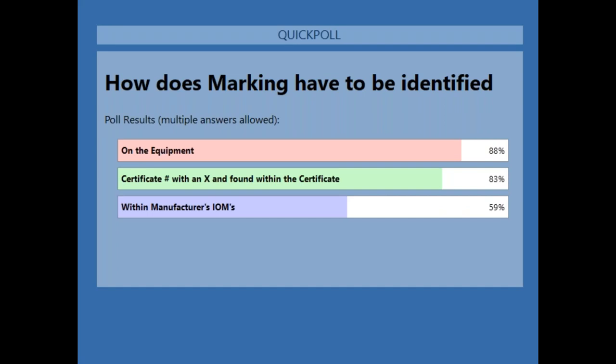Now, the correct answer is all of them. It shall be on the equipment. But if it can't be on the equipment, it will have a certificate number with an X with the conditions of use and listing the voltage and current ratings. So both those answers are correct. Also, yes, it has to be on the manufacturer's data sheets, installation, operation, and maintenance manuals. A data sheet is a manual.